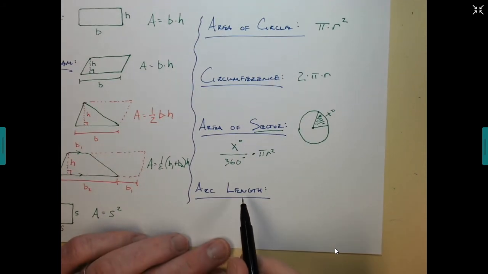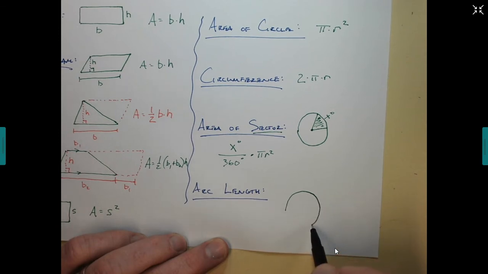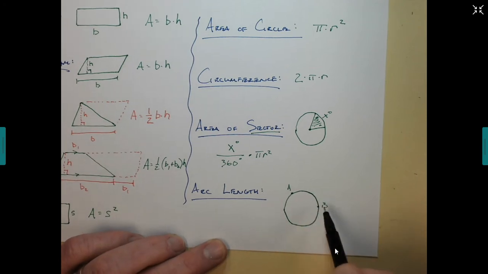The same thing kind of works for what's called arc length. Now we have what's called arc measure. If from point A to point B, we can talk about how many degrees of the circle that is. Let's say that's like 100 degrees.